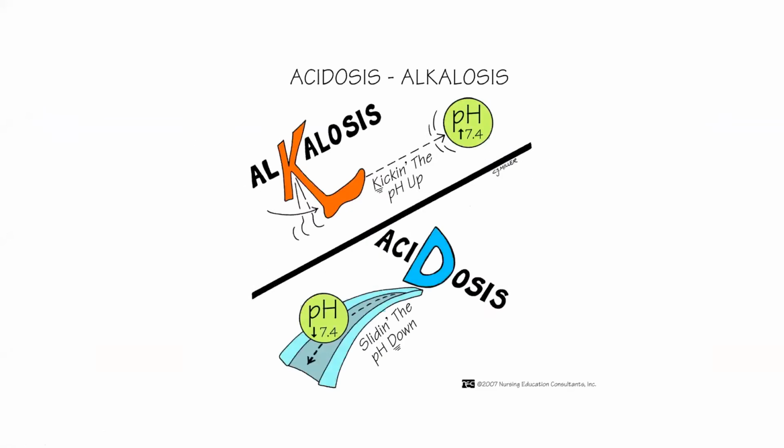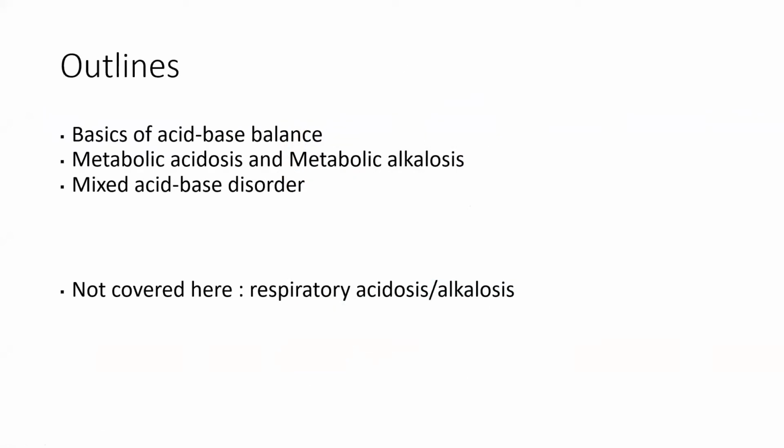So we'll be talking about acidosis and alkalosis. Alkalosis normally is when the pH is kicking up, while acidosis is when the pH is sliding down. My outline today is the basics of acid-base balance, metabolic acidosis and metabolic alkalosis, where metabolic acidosis is the most frequent blood gas that we actually encounter, and mixed acid-base disorder.